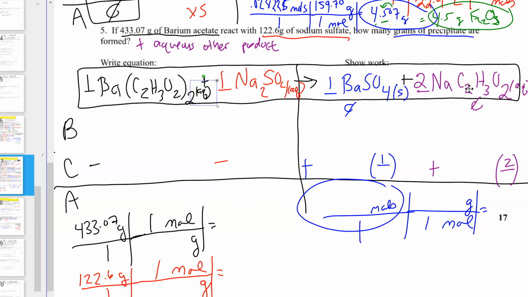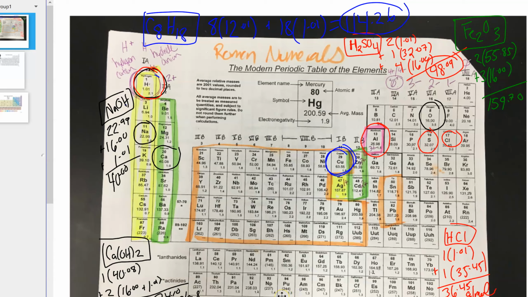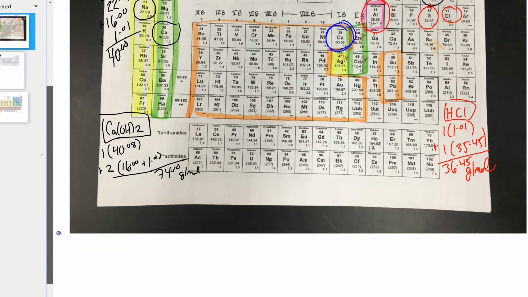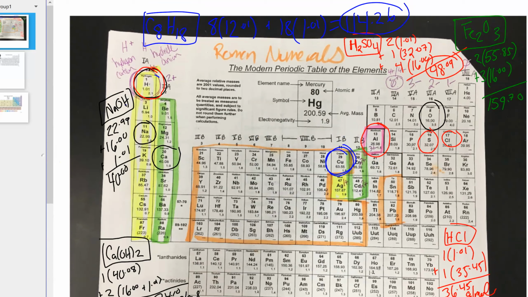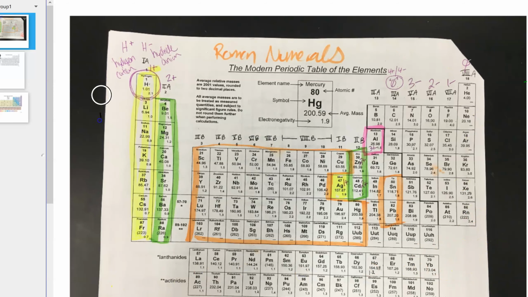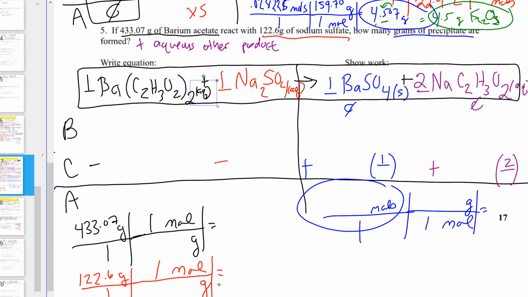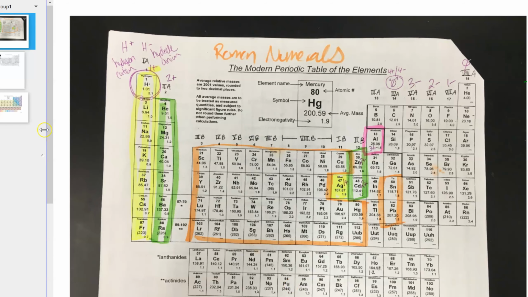Okay, so we need to figure out the molar mass. Then we've got to put in our moles, figure out which one's limiting, and figure out how many grams of barium sulfate. So let's go to our periodic table. Oh boy, I don't think we have those molar masses here, but that's okay. We can figure it out pretty easily. So let me clear out a lot of this. Okay, so we need to do some molar mass work here. So on this one we have Ba(C2H3O2)2. Oh boy. Okay.